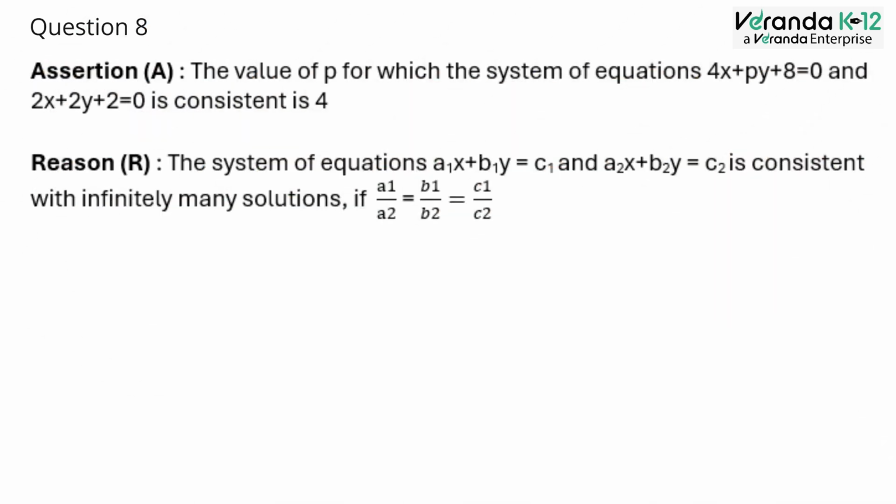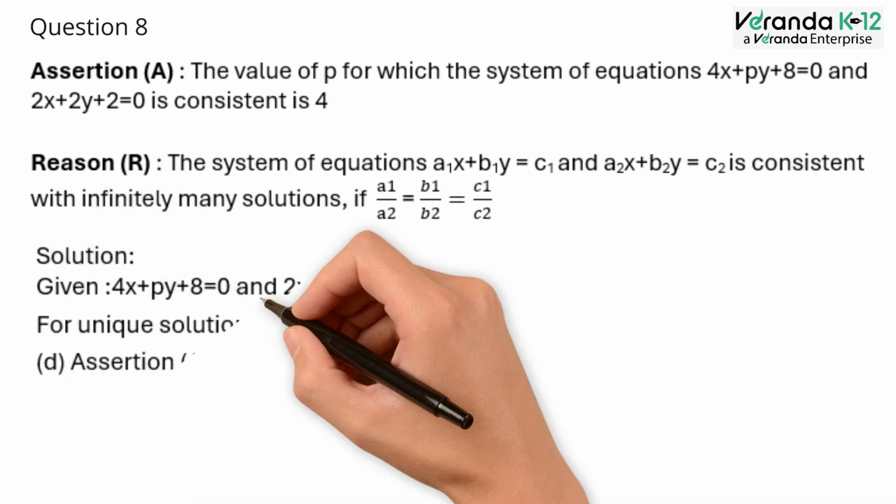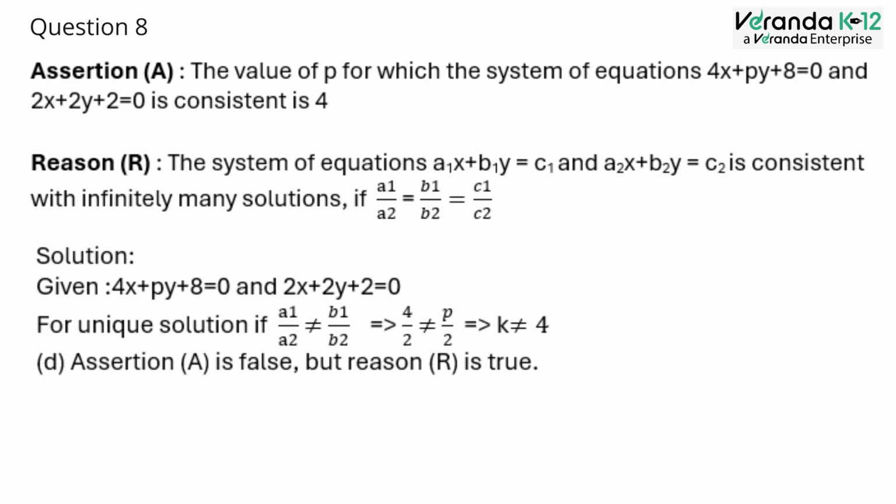Assertion. The value of p for which the system of linear equation 4x plus py plus 8 equal to 0 and 2x plus 2y plus 2 equal to 0 is consistent is 4. Reason. The system of equations a1x plus b1y equal to c1 and a2x plus b2y is equal to c2 is consistent with infinitely many solutions if a1 by a2 is equal to b1 by b2 is equal to c1 by c2. So for equation to be consistent, 4 by 2 should not be equal to p by 2, as it is not equal to 8 by 2.